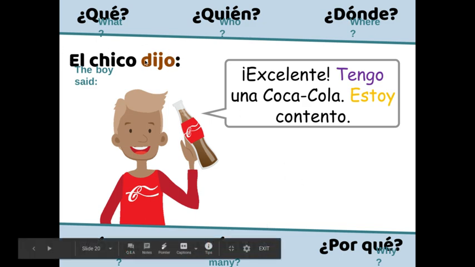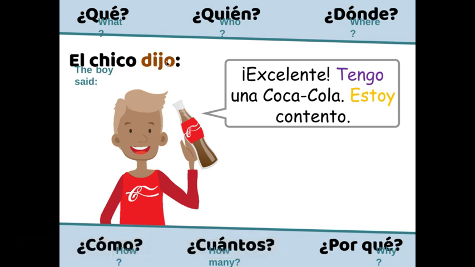El chico dijo. I know it's tough for English speakers. The J makes the H sound. Dijo. El chico dijo, excelente, tengo, notice the O, when we're talking in the first person, when you're talking about yourself, you put the O. Tengo una Coca-Cola, estoy contento.